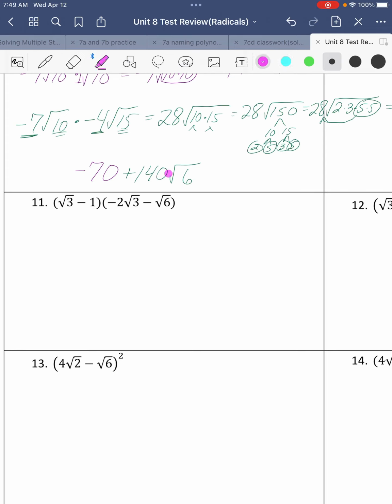Now, we're going to want to put these numbers together. But you cannot, because we have multiplication here, and with the order of operations, you have to do multiplication prior to doing addition. So we cannot do that. We cannot combine those. They are not like terms.